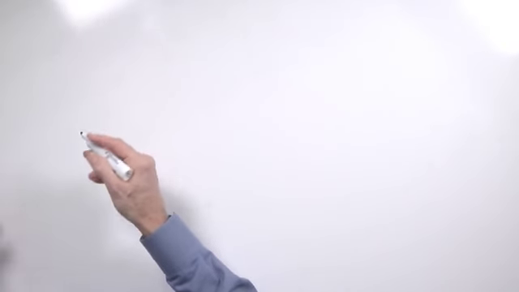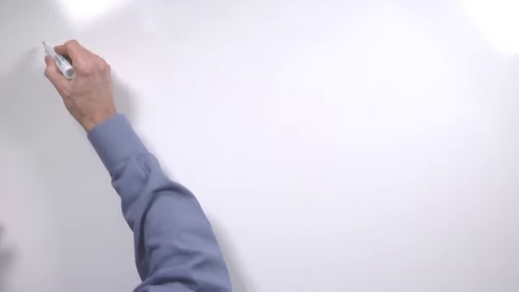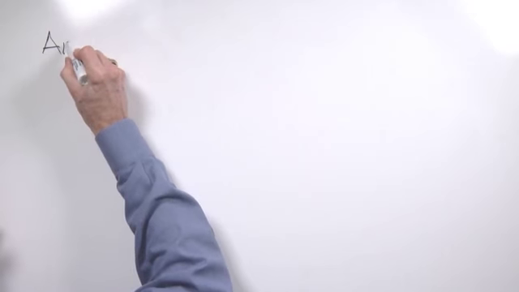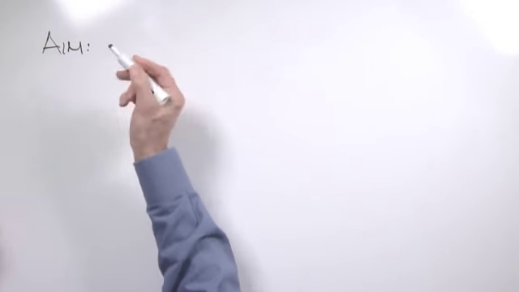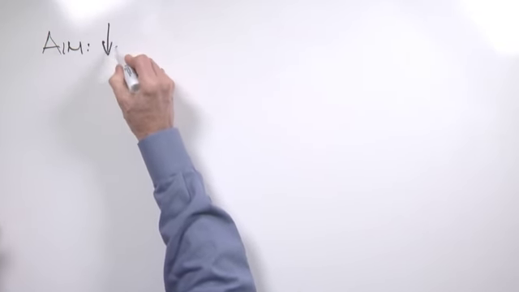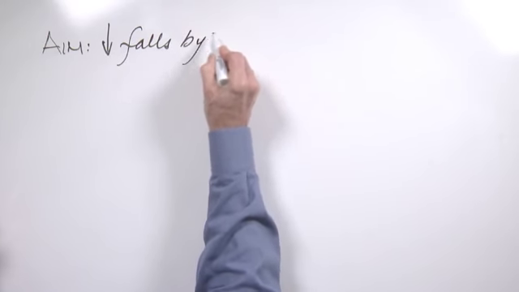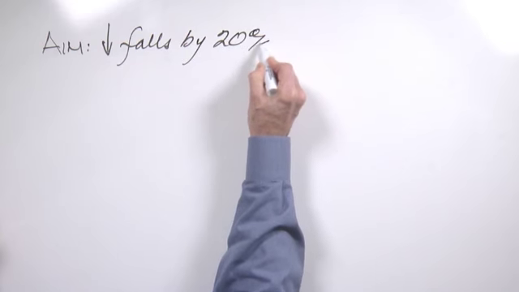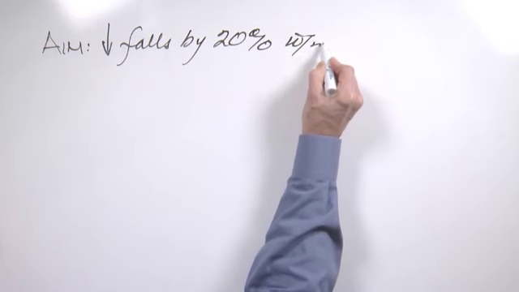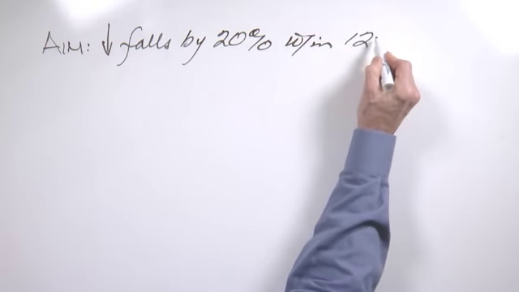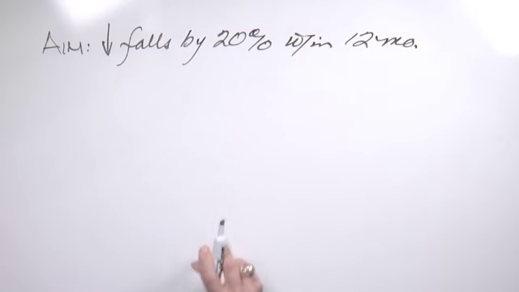Central to any quality improvement project is measurement. And oftentimes people struggle with not knowing what the different types of measures are. So let's start with an aim. And that aim for today's argument is to reduce the number of inpatient falls by 20% within 12 months. All right?